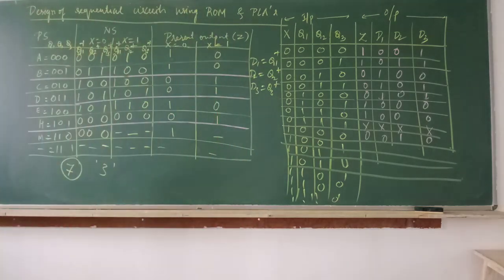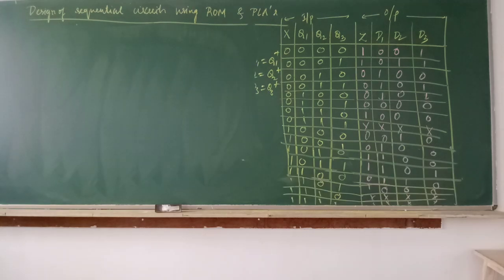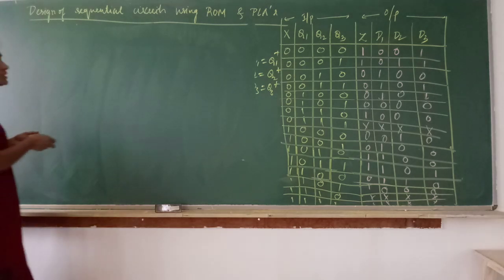Okay. This is the table that will be in ROM. So X, Q1, Q2, Q3 are the inputs for ROM, and Z, D1, D2, D3 are the outputs. So this is the table we have got. Now let us write the circuit, how the BCD to XS3 converter will be implemented using ROM.